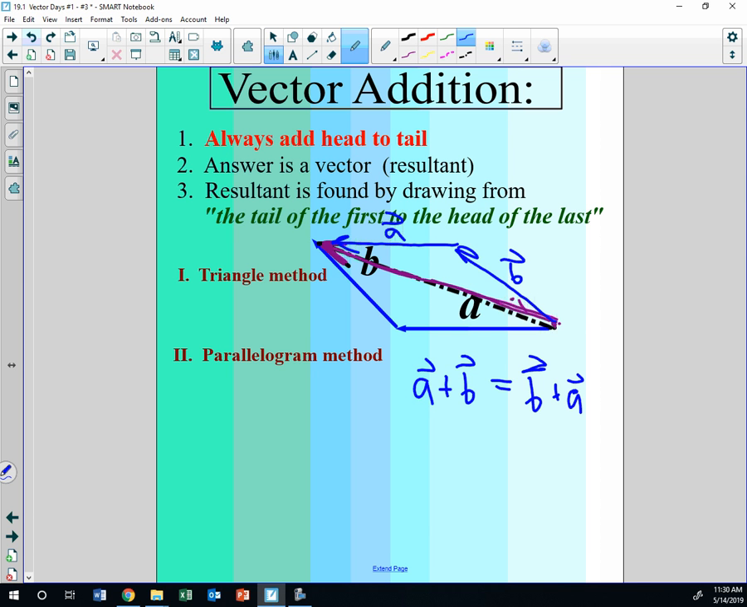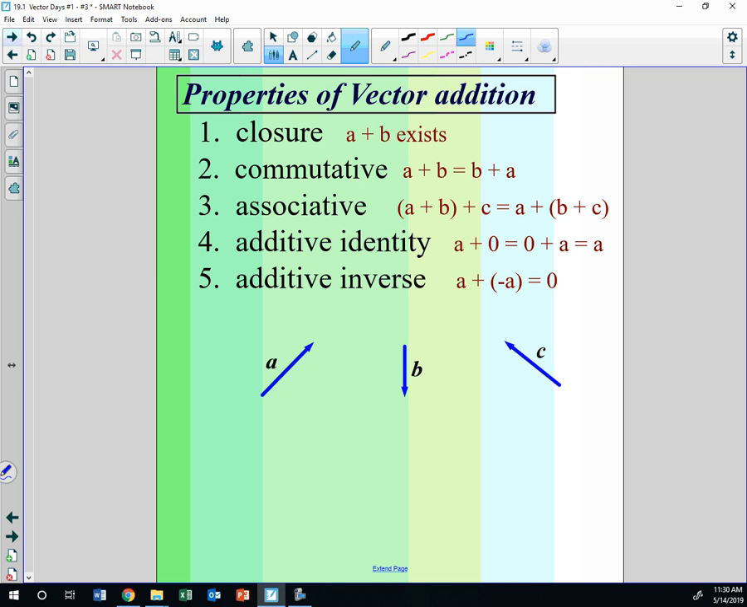They call it the parallelogram method. It's just to show that vectors are commutative. You've heard that word before, haven't you? Commutative. And so that's all the properties you can add. That means it has closure. A plus B is B plus A.